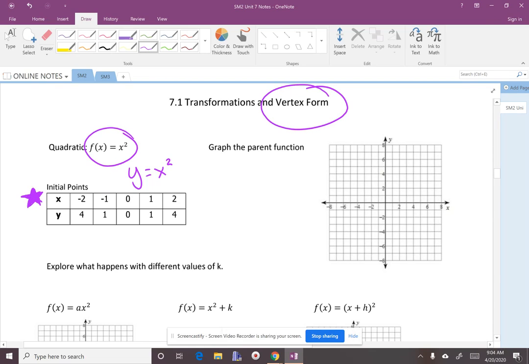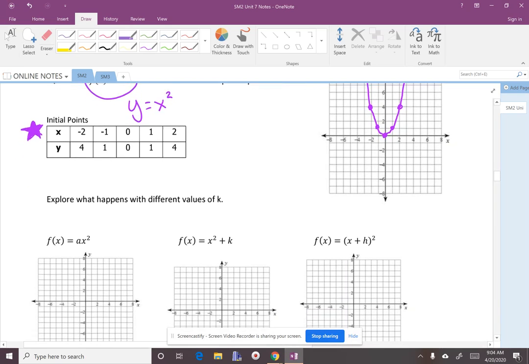If we are to graph those, we have -2, 4, -1, 1, 0, 0, 1, 1, and 2, 4. Okay, and it makes our U parabola shape. Okay, that is the most basic quadratic that you could possibly make. But we can add a lot of extra things to get every other type of quadratic, and so we're going to study that and look at that closely.